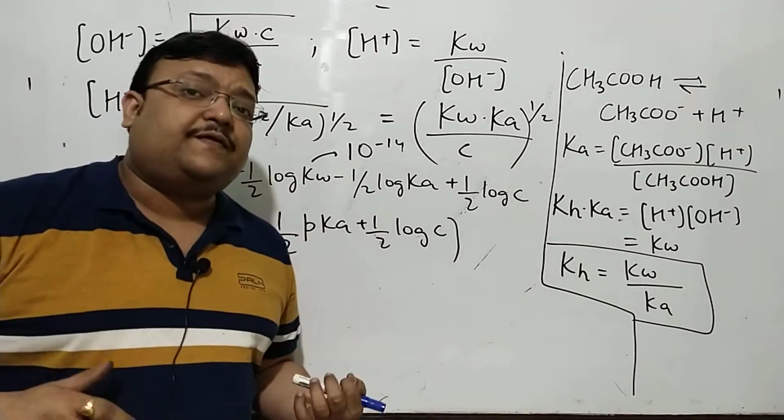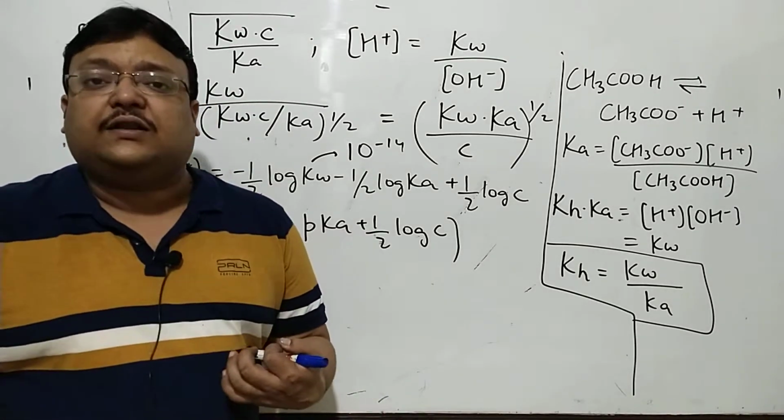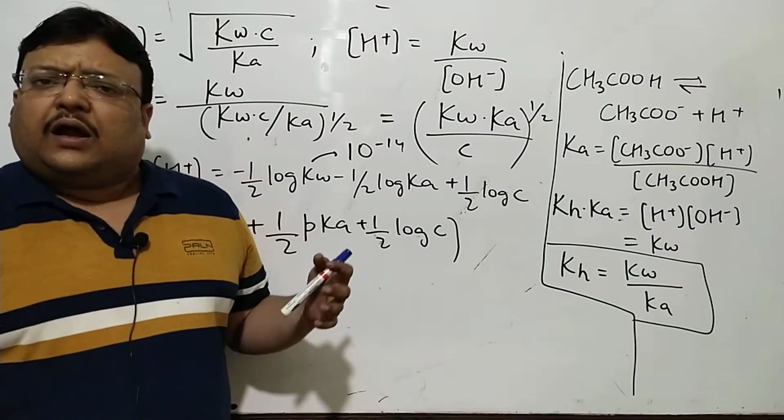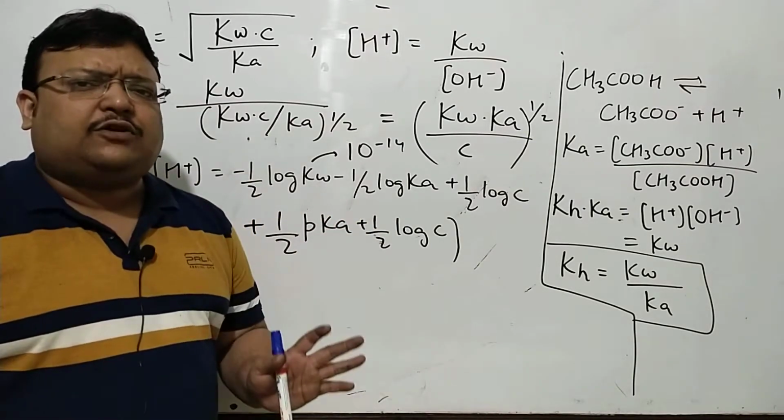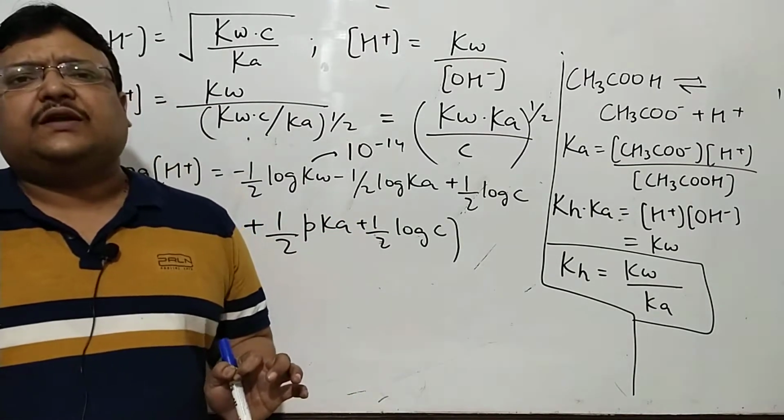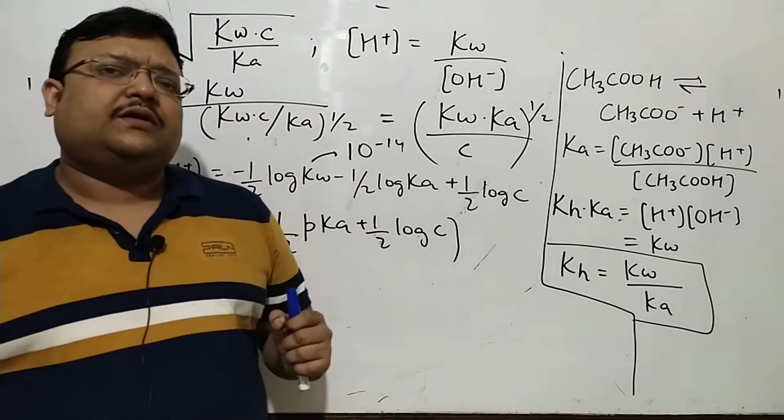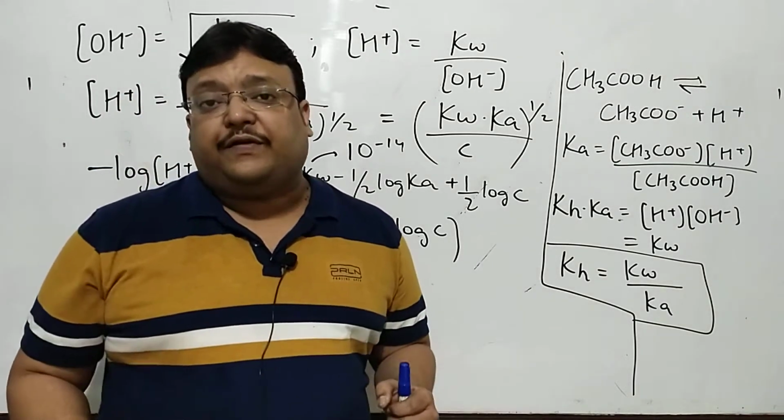It was less than 7 for ammonium chloride when the acid was strong and the base was weak. And this is how you obtain the pH of such solutions. The last case would be when you have a salt of a weak acid and a weak base.